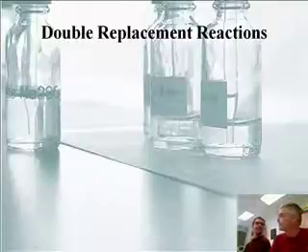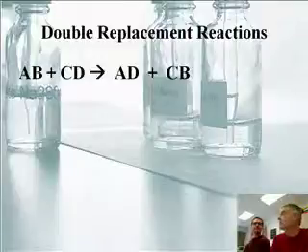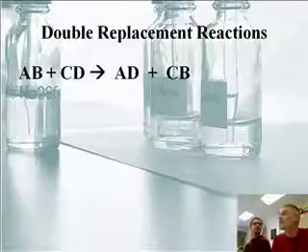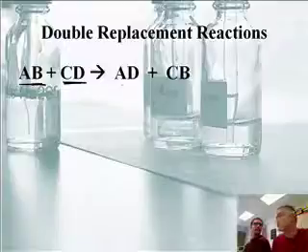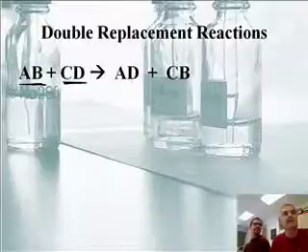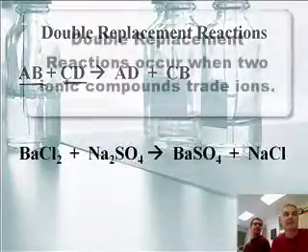Okay, the second last one is double replacement reactions. This is sort of an interesting one too. We have AB plus CD makes AD and CB. There's another life lesson in here, I think. A takes B to the dance, and C takes D to the dance. When they get to the dance, they switch partners. They decide that they like the other person's partner and they switch.